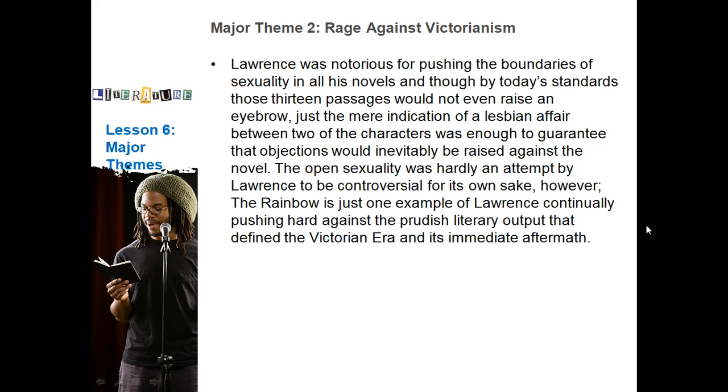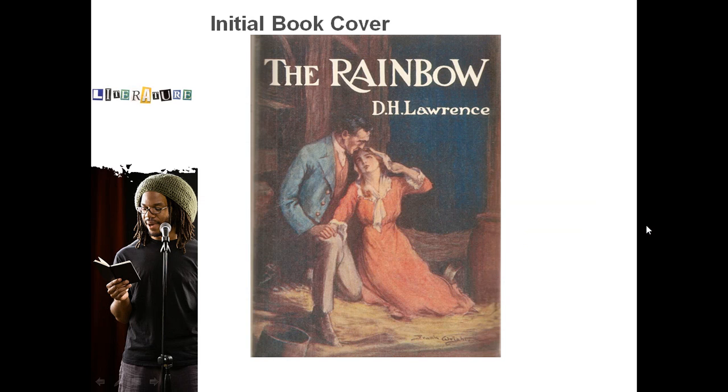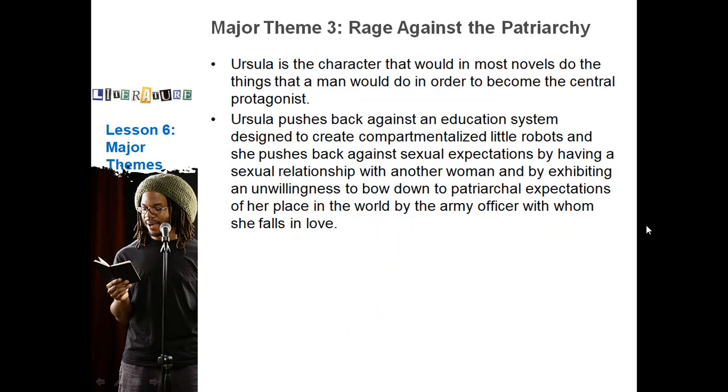The open sexuality was hardly an attempt by Lawrence to be controversial for its own sake. However, The Rainbow is just one example of Lawrence continually pushing hard against the prudish literary output that defined the Victorian era and its immediate aftermath. Initial book cover of The Rainbow by D.H. Lawrence. The third major theme is rage against the patriarchy, or the patriarchal society.